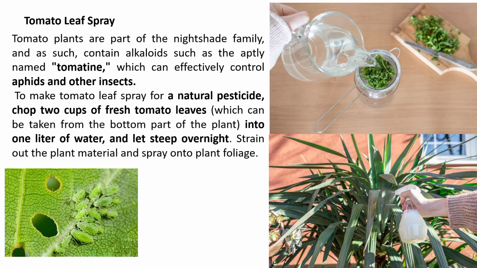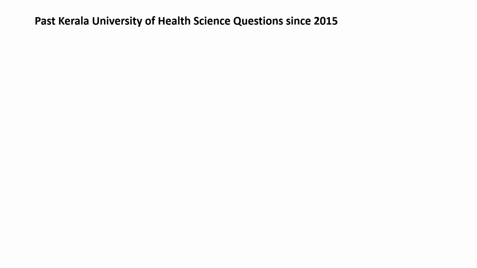To make a tomato leaf spray, a natural pesticide, scoop 2 cups of fresh tomato leaves, which are best taken from the bottom part of the plant, into 1 liter of water and let steep overnight. Keep it overnight. No crushing, nothing. Just cut it into small pieces and keep it inside overnight. Strain after that, remove the plant material and spray on the plant foliage.